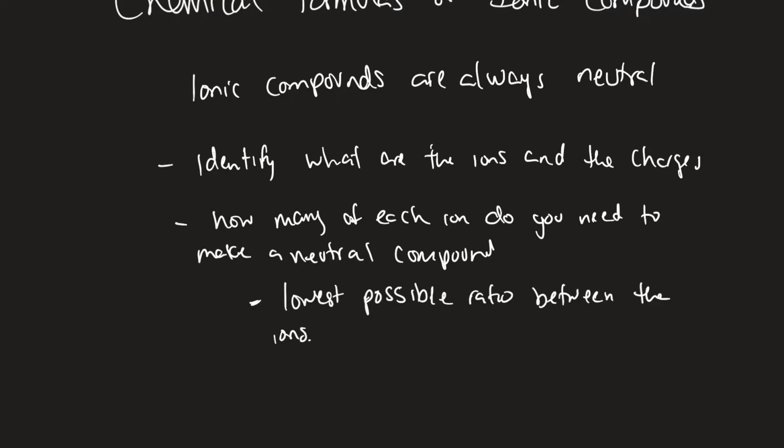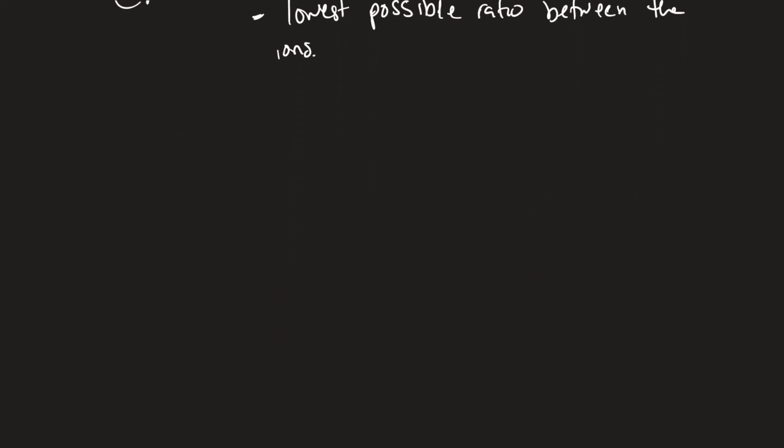So what I mean by that, let's do a couple of examples so hopefully this will make sense. Let's just say we're talking about sodium and chlorine. We're going to write the chemical formula of a compound that consists of sodium and chlorine. The first thing you need to do is look at the periodic table and figure out what the charges of each of these ions are.